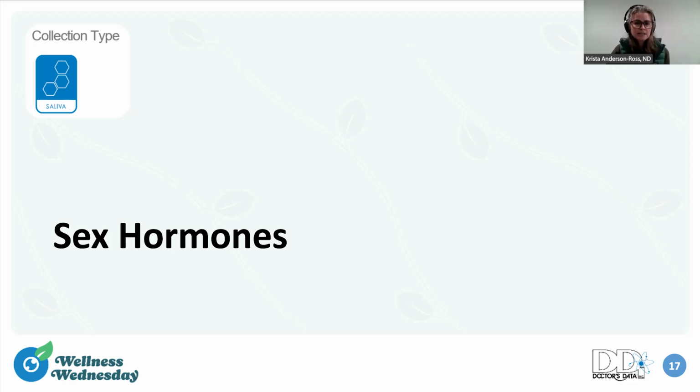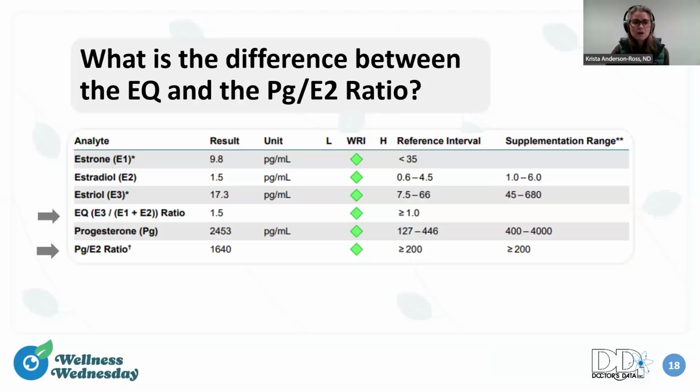So in terms of testing sex hormones in saliva, here's a depiction of our comprehensive saliva hormone profile, where we're testing all 3 estrogens, E1, E2, and E3. We're looking at the estrogen quotient ratio, as well as progesterone and the PGE2 ratio. Both of these ratios are going to help approximate risk of proliferative issues and to help target supplementation to minimize that risk. So the EQ has a reference range for women only, so you really don't need to run the EQ in men, while the PGE2 is relevant to both women and men.